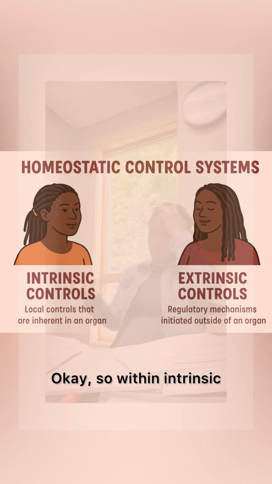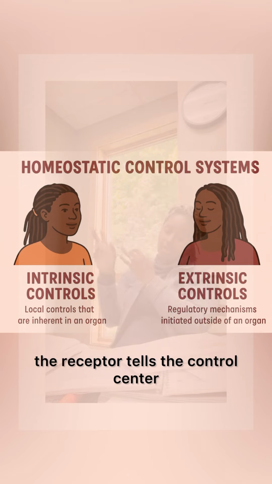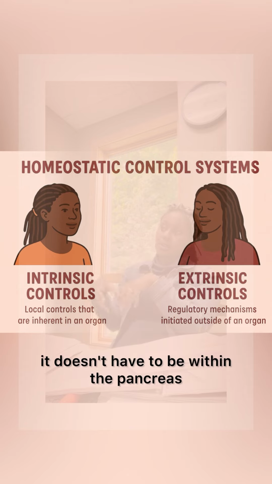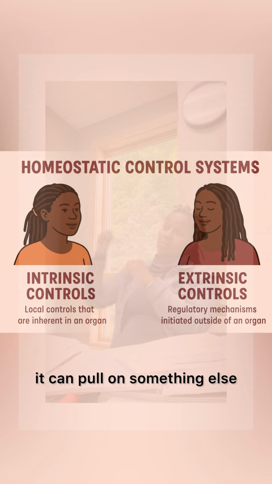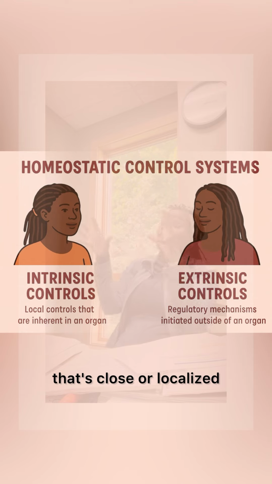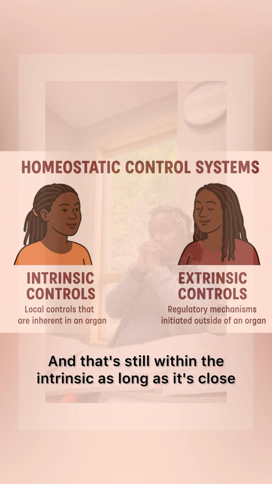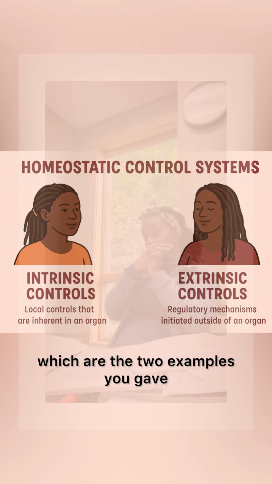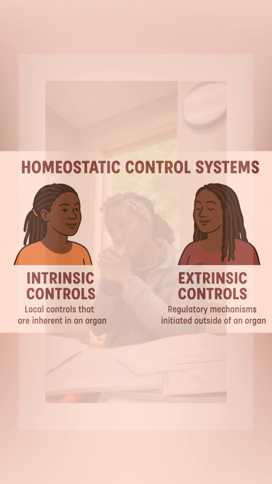Okay, so within intrinsic, the receptor tells the control center. But then the control center doesn't have to be within the pancreas. It can pull on something else that's close or localized. And that's still within the intrinsic, as long as it's close. But if it's far, which are the two examples you gave? Nervous and endocrine. That sounds good to me. Me too.